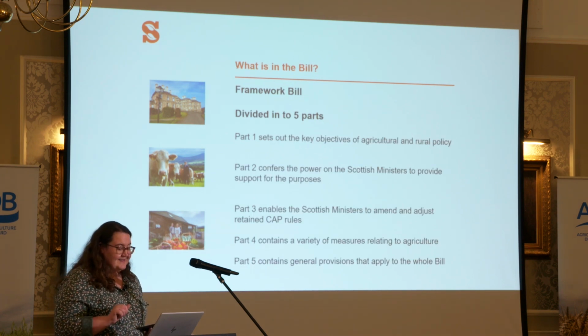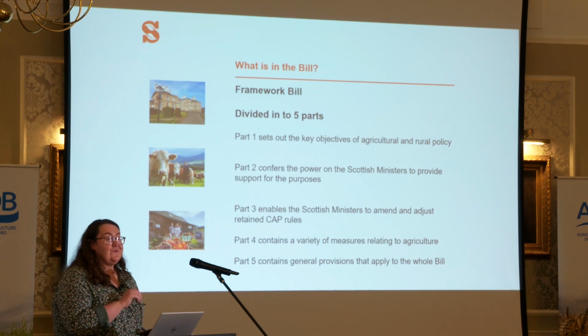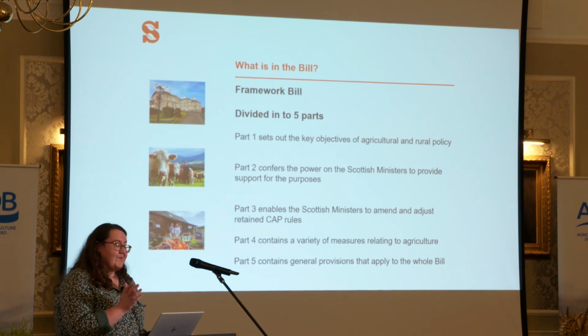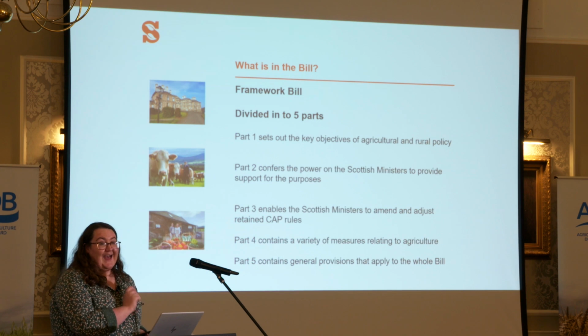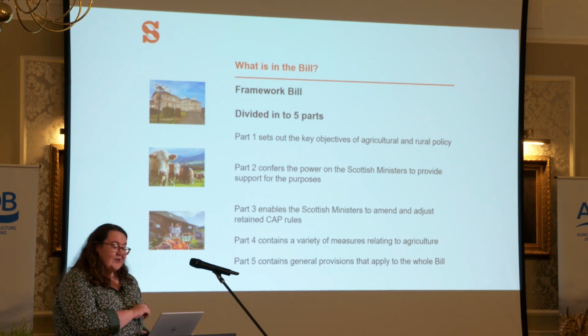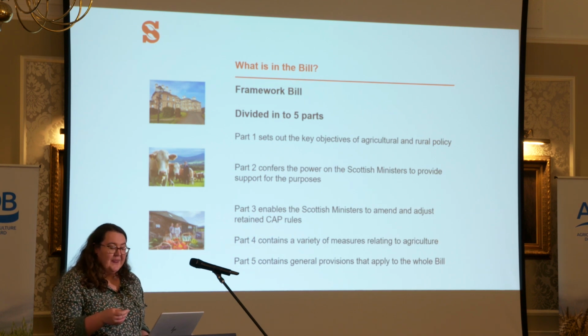The bill is in 5 parts. The main objective does at least include food production. The first version of the UK agricultural bill had no mention of food in it whatsoever. Scottish Government have learnt from the outcry that came with that. So to have food production on the face of the bill was really important.